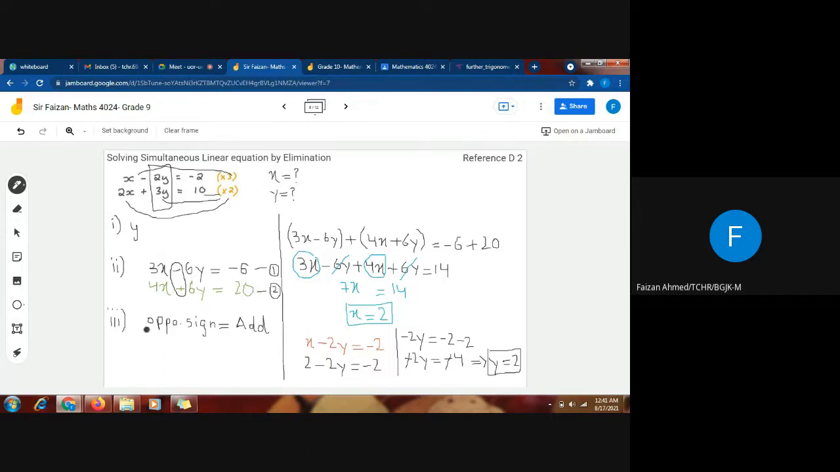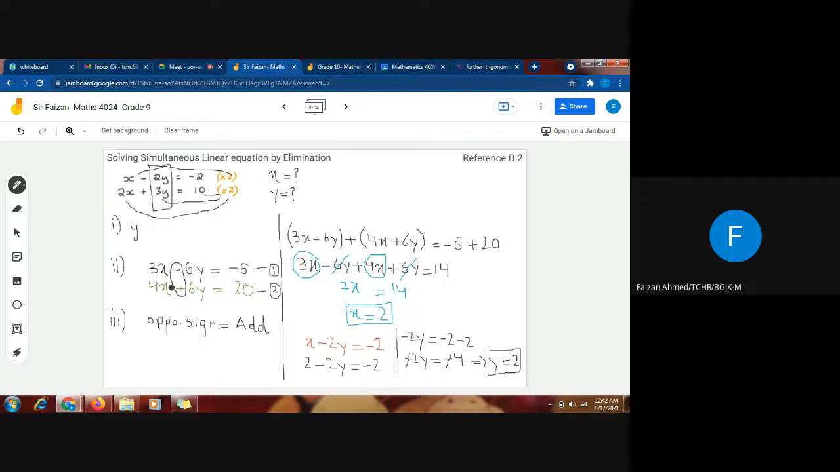Third step, I have to decide whether I have to add these two equations or subtract. And how will I decide? I will decide it by looking at the signs. Since the signs are opposite, one has a negative sign and one has a positive sign, I will just add both the equations. If the signs are opposite, I go for add. If the signs are the same, I go for subtraction. So I am adding both the equations.